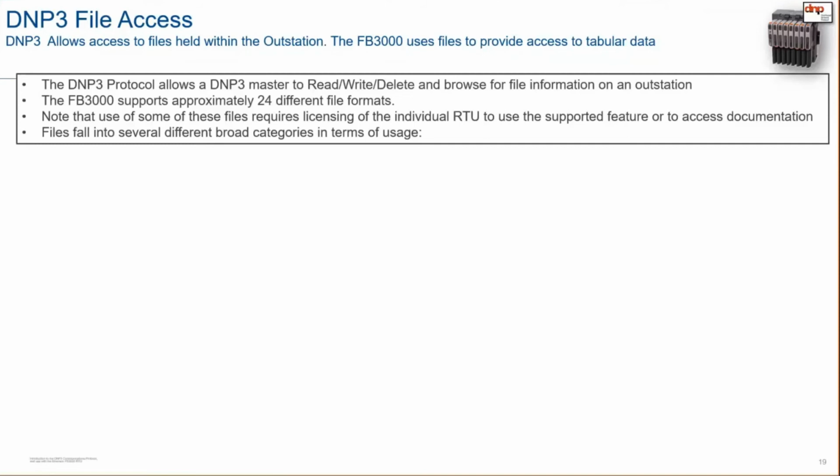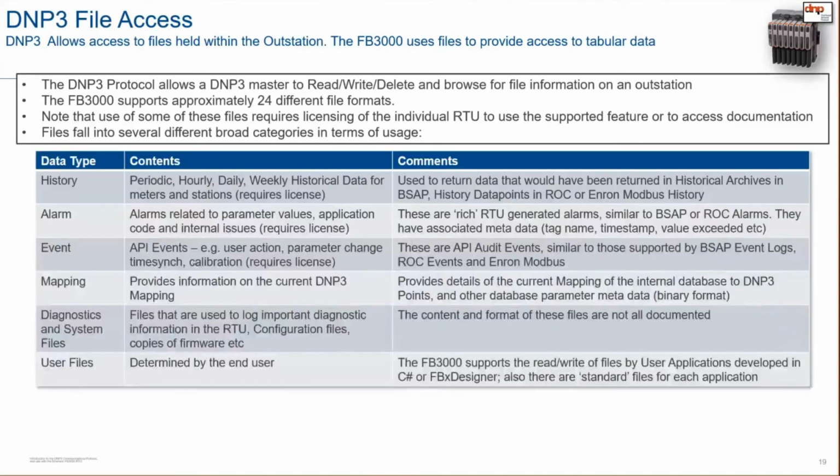I'm going to describe what some of these do, but it's important to realize some of them do require the RTU's license to use the feature or to access the documentation for it. These files fall into several different broad categories in terms of how you would use them. The first broad type is history. That includes your regular daily history, hourly history, and weekly history for all the meters and stations, and you do require a license for that.